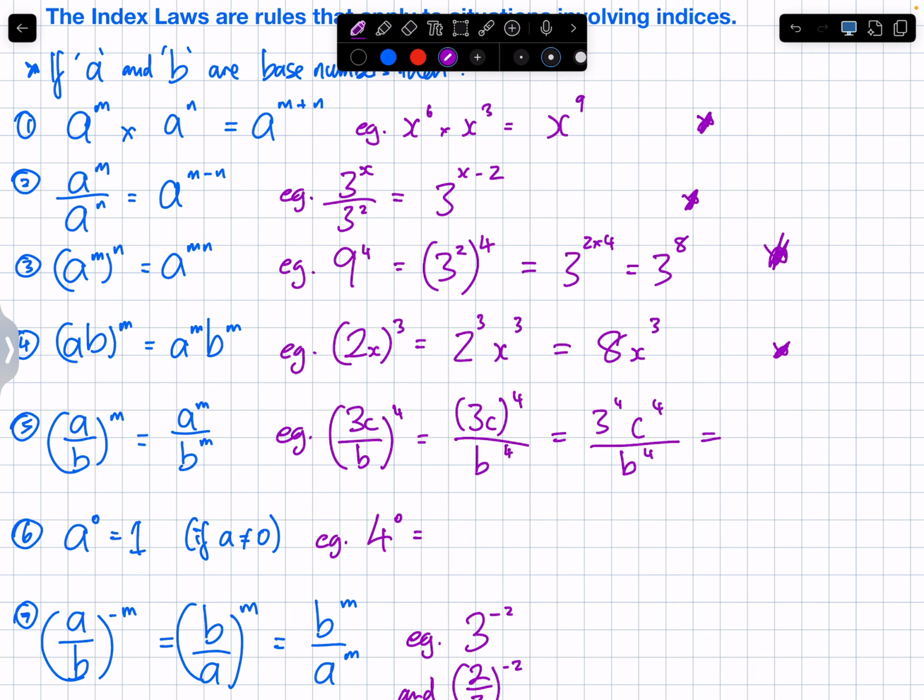Is there anything stopping me working out what 3 to the 4 is? No, you should work it out. 3 times 3, 9 times 3, 27 times 3, 81. C to the 4 over b to the 4. You'll get most of your marks for this because you've shown me you can do the rules, but to get full marks you need to simplify.